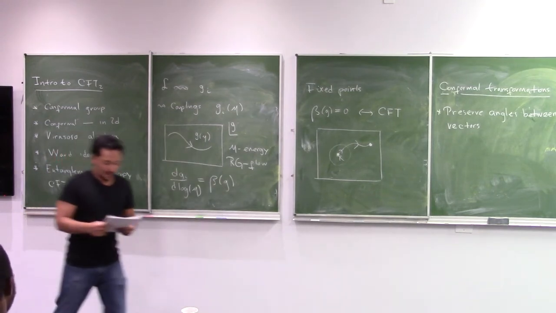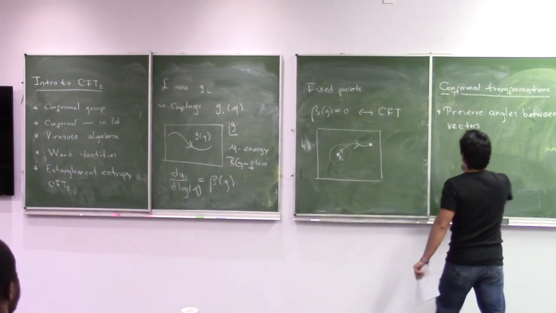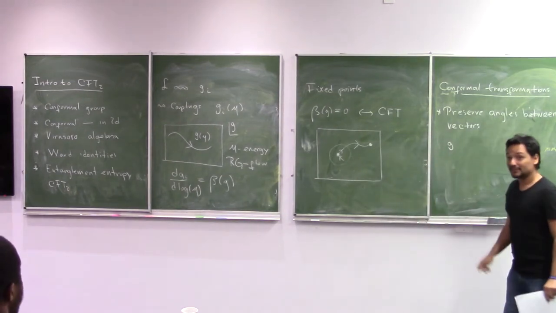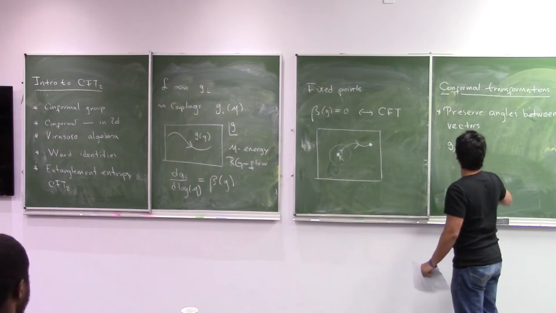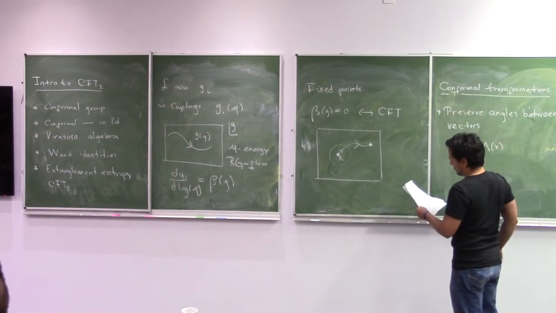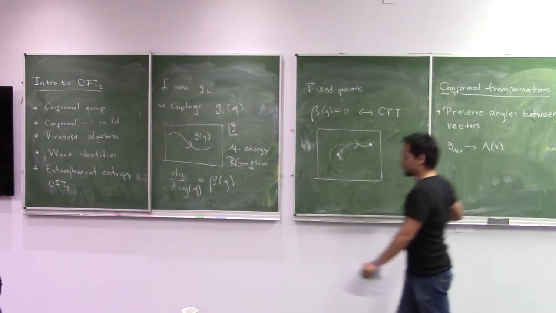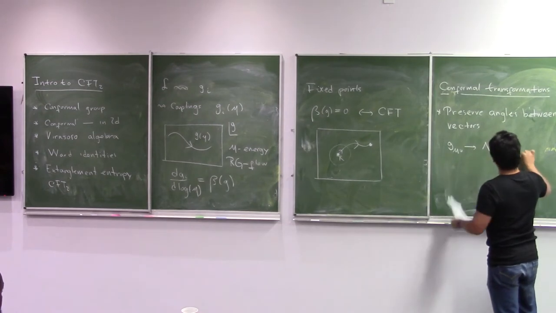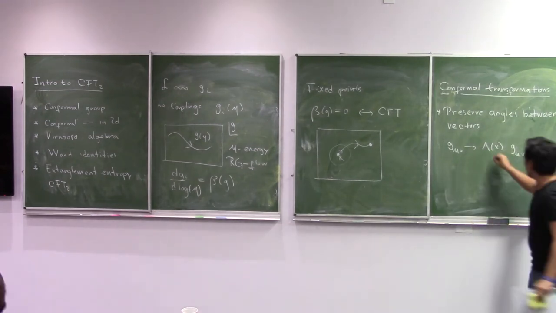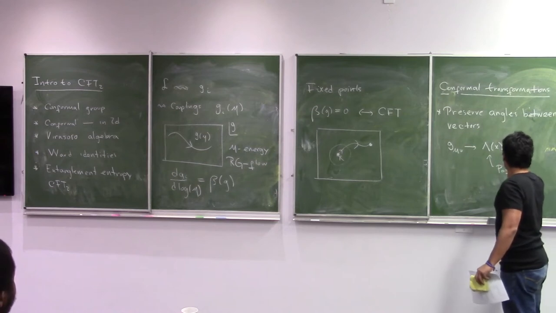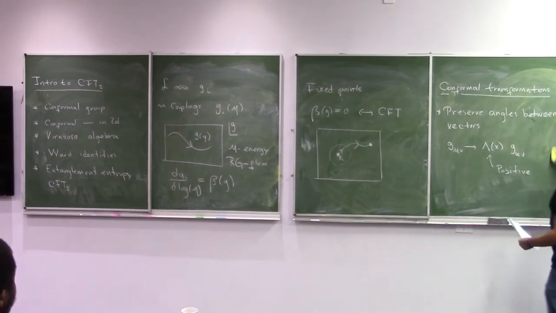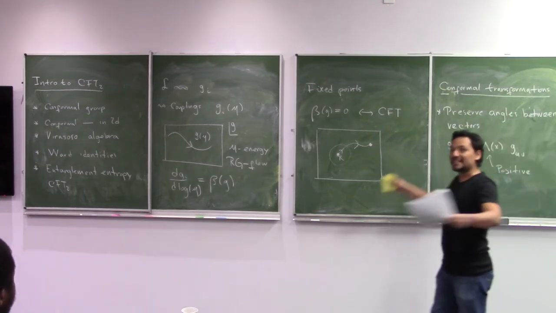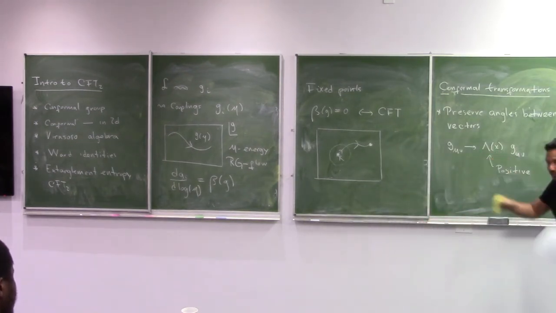So the way to actually define these is as transformations that take the metric and map it, let me not put a square, but it's going to be a positive factor. So take the metric of the system and transform it. Just rescale the metric by some positive factor. Notice that this depends on the place, I mean, a local rescaling of the metric. That's going to be a conformal transformation.